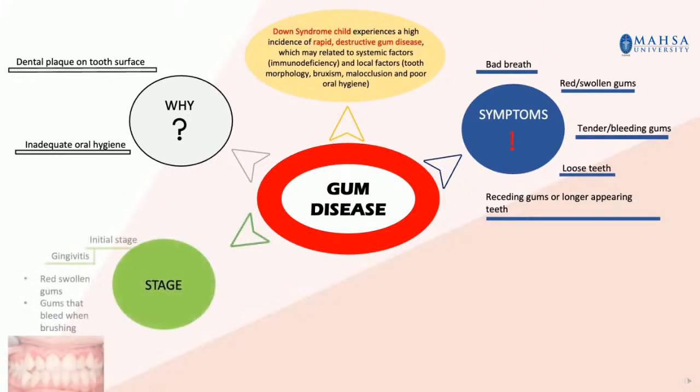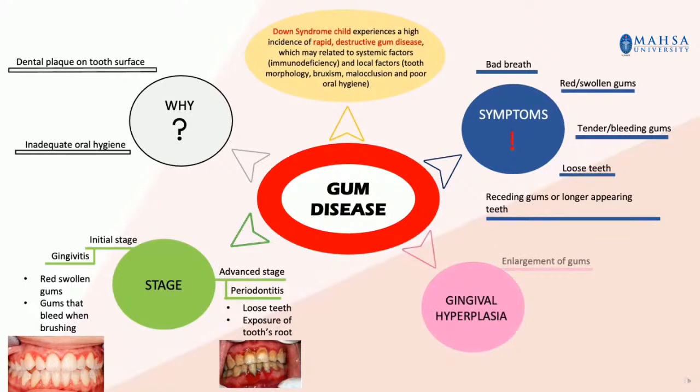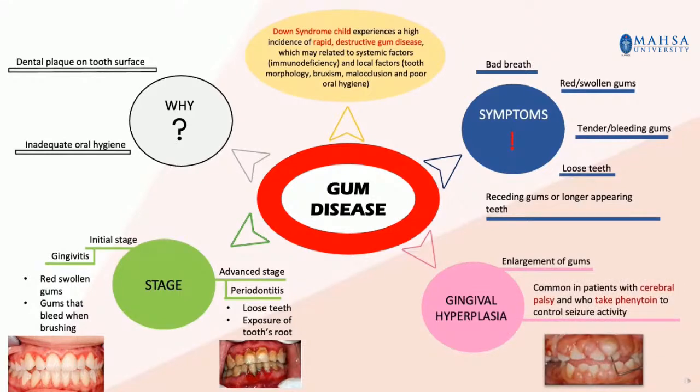Gingivitis is the initial stage of gum disease, which, if not treated, may progress to an advanced stage named periodontitis. Another condition commonly associated with these children is gingival hyperplasia, or gum enlargement. This condition occurs mainly in those who take phenytoin to control their seizure activity.